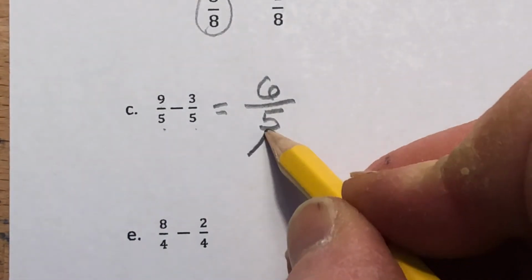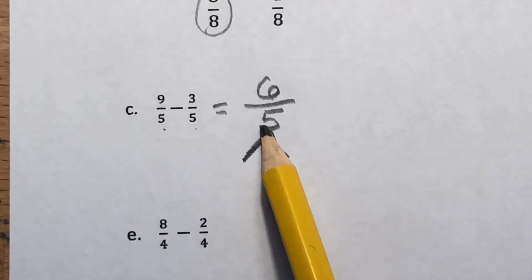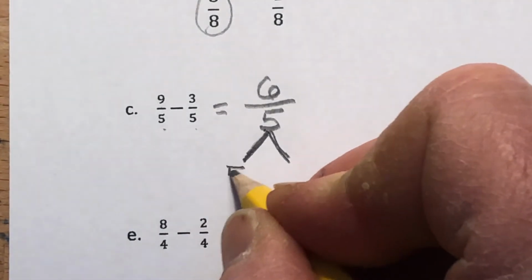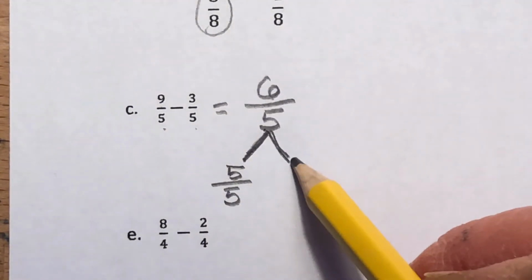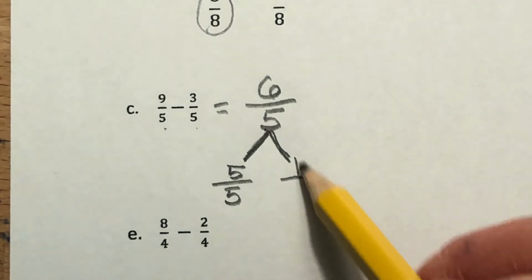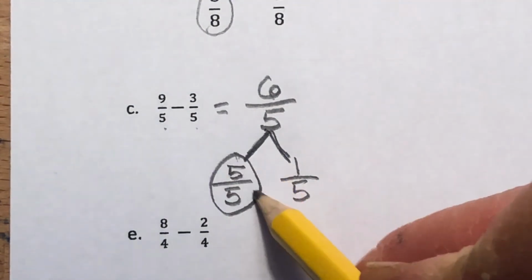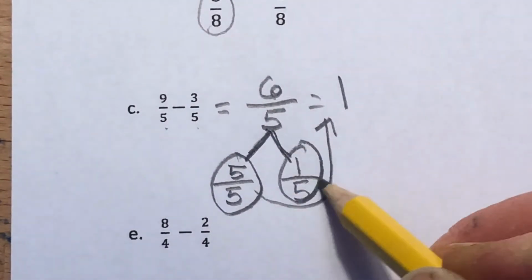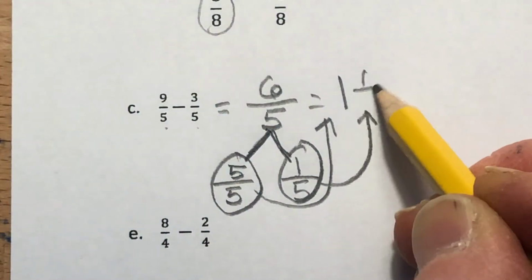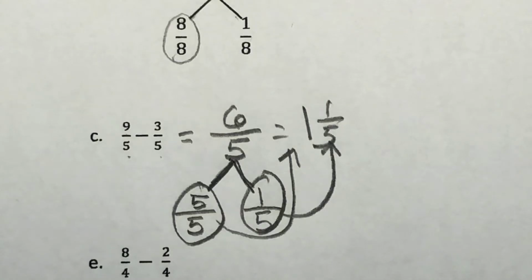Now I want to use a number bond to break this into a mixed number. How many fifths are going to make 1? Right, 5. 5 fifths will make 1. So if I take 5 from that, there's 1 left over, right? Doesn't 5 and 1 make 6? So that'd be 1 fifth. So this 5 fifths will be 1, and this 1 fifth just goes there: 1 and 1 fifth. I hope that's making some sense for you.